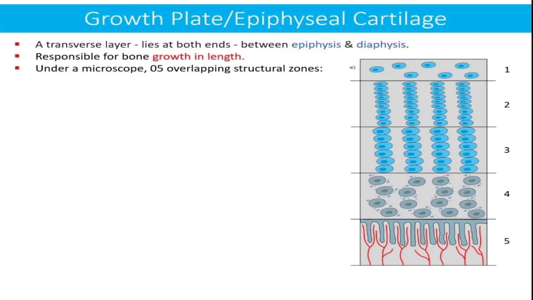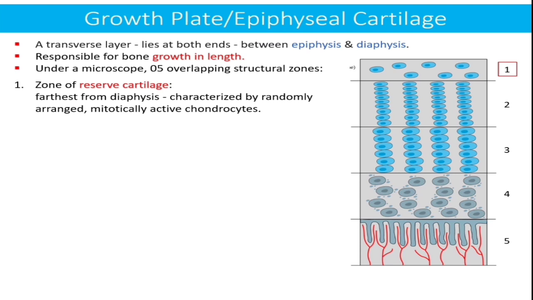The epiphyseal cartilage is a transverse layer of cartilage that lies at both the ends of the bone between epiphysis and diaphysis. Epiphyseal plate is responsible for bone growth in length. Under the microscope, 5 overlapping structural zones of the epiphyseal cartilage are identified.